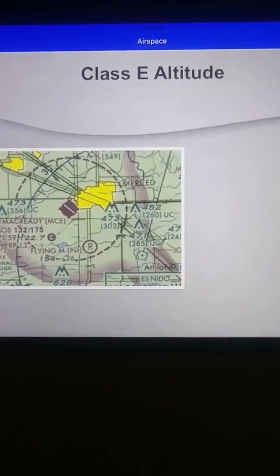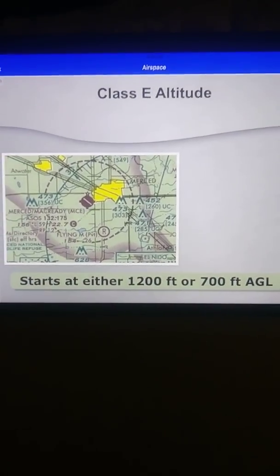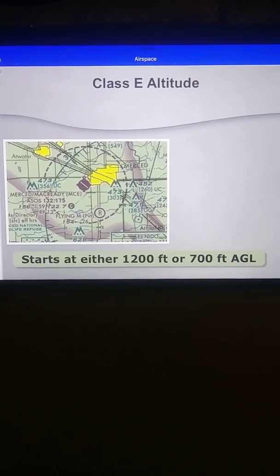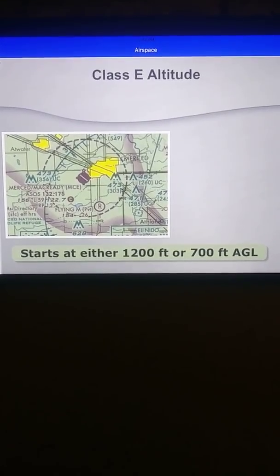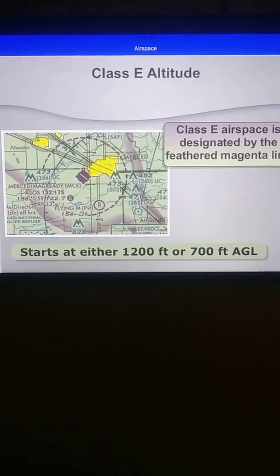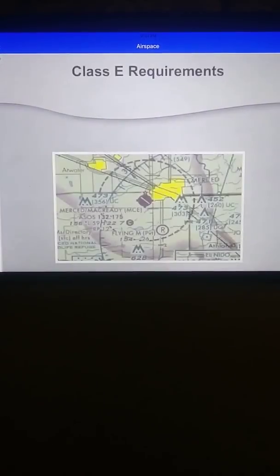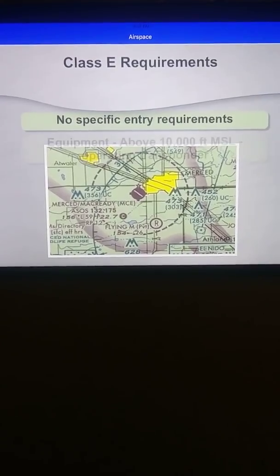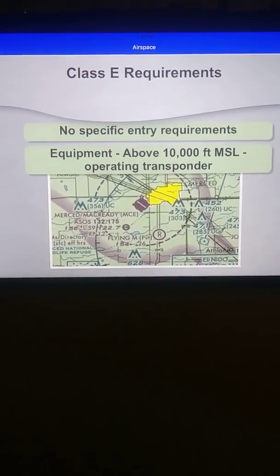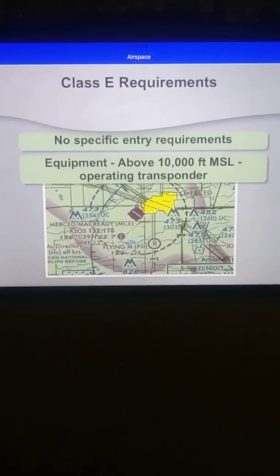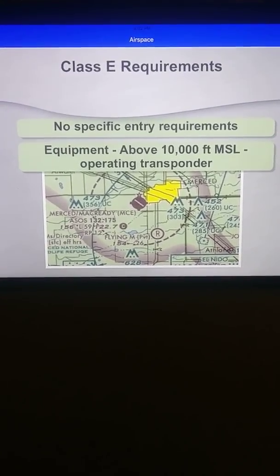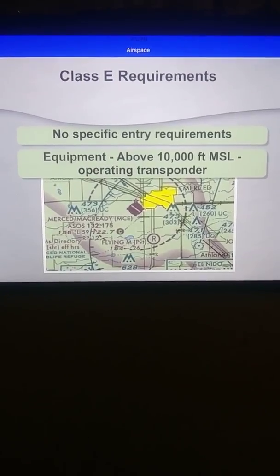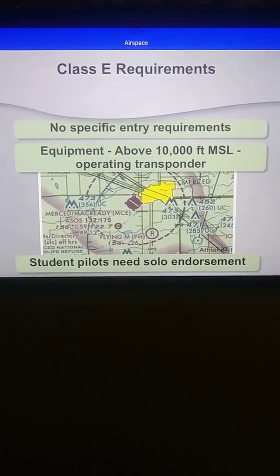Class E airspace can start at either 1,200 feet or 700 feet AGL at an airport where a transition starts. This is depicted on sectional charts by a magenta line around the airport where the transition takes place. There are no specific entry requirements for Class E except that when you are above 10,000 feet MSL, you must have an operating transponder. As Class E airspace is usually not very crowded, student pilots can operate in Class E without any additional authorization except for their solo endorsement.